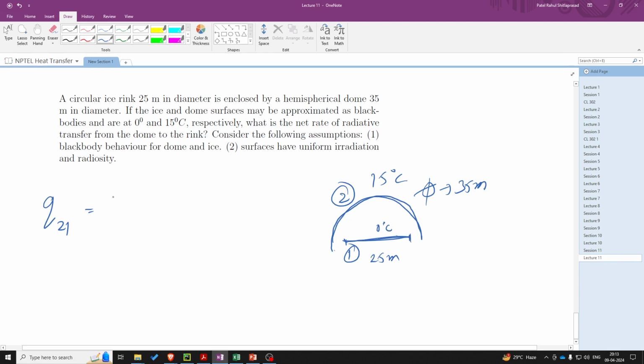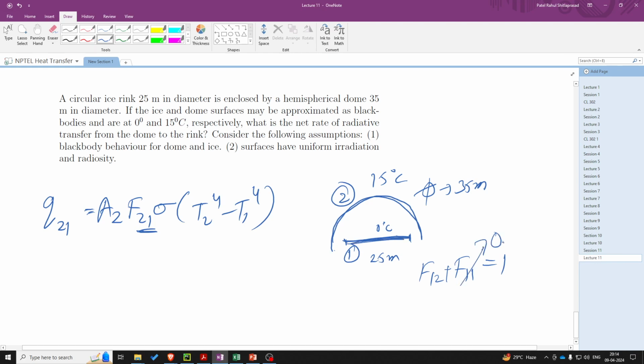So since these are black bodies, we can write this as A2 F21 sigma T2 raised to 4 minus T1 raised to 4. Now we need to find the value of F21. So for this system, we can write F12 plus F11 is equal to 1. Since surface 1 can't see itself, F11 will be equal to 0. So F12 is equal to 1.